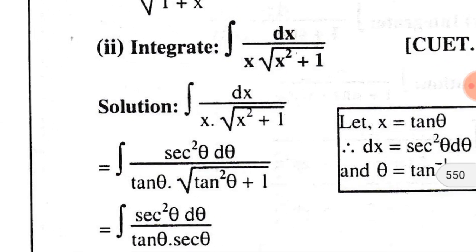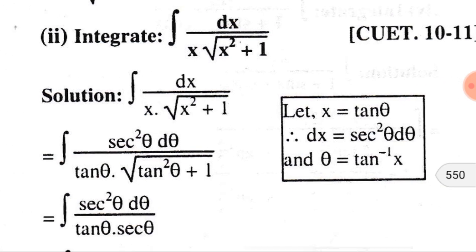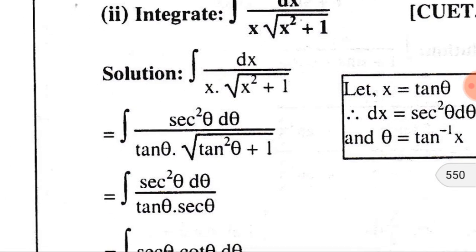Dear audience, it's the most important problem here. The integration dx whole divided by x square root of x squared plus 1. If we consider x is equal to tan theta, then dx is equal to sec square theta d theta, and theta is equal to tan inverse x. Now substituting x by tan theta, dx by sec square theta d theta, we get integration sec square theta d theta whole divided by tan theta square root of tan square theta plus 1.